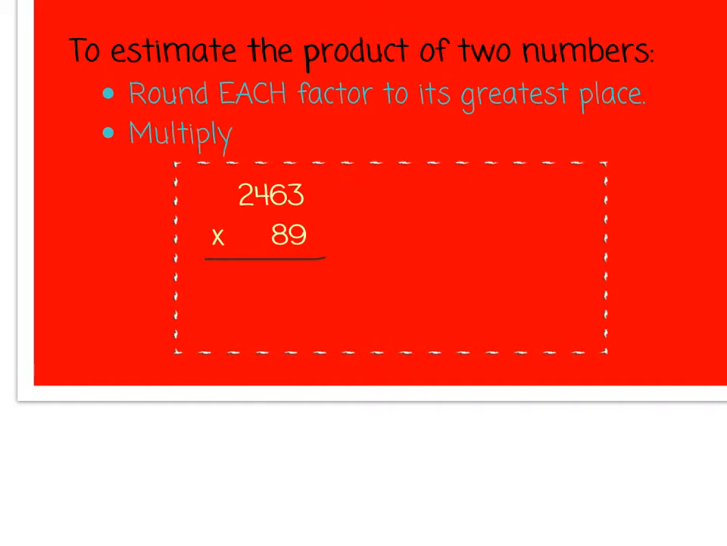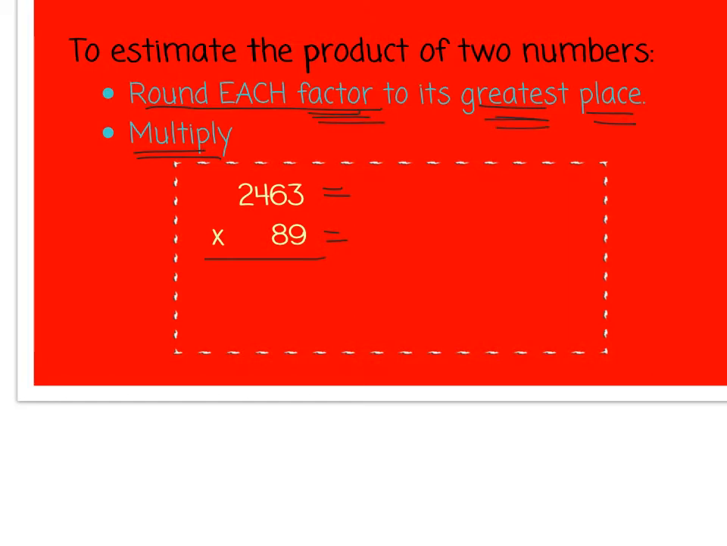So to estimate the product of two numbers, what you have to do is to round each factor to its greatest place, and then you're going to multiply. So this is different than when we estimated sums and differences. Remember, when you estimated sums and differences, you had to round each to the greatest place of the smallest number. But this time, to estimate products, what we do, again, is round each factor to the greatest place.